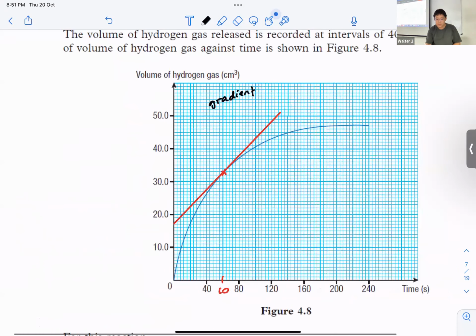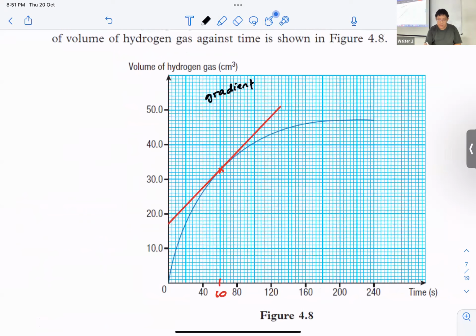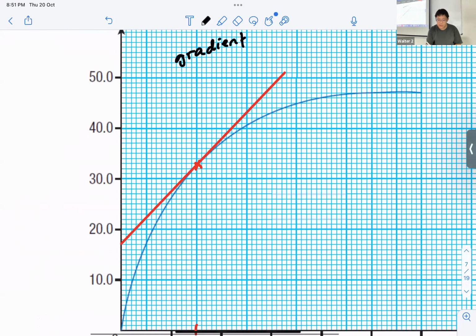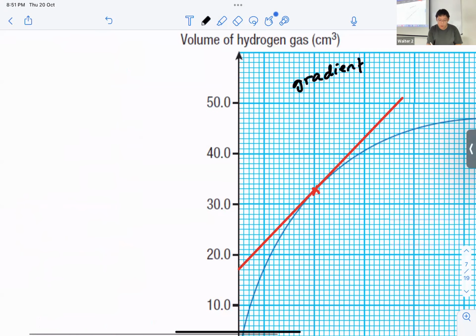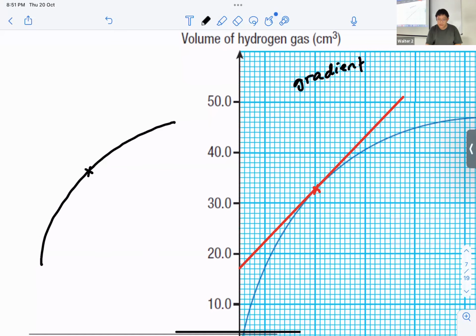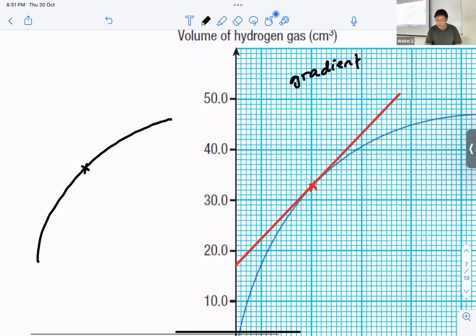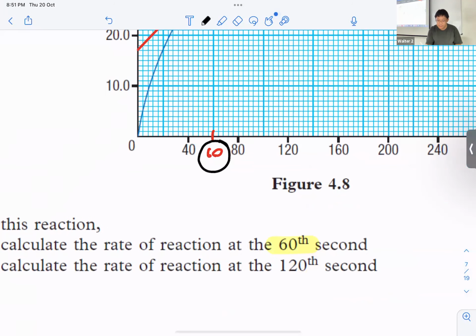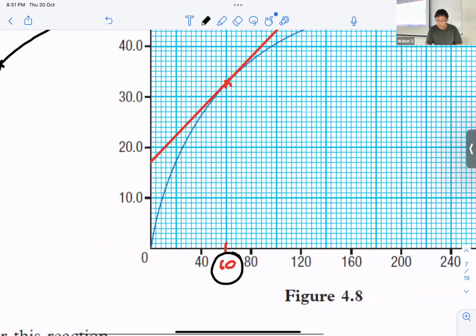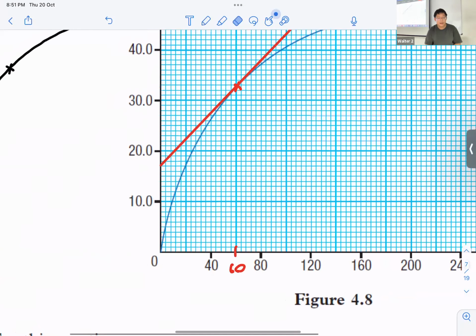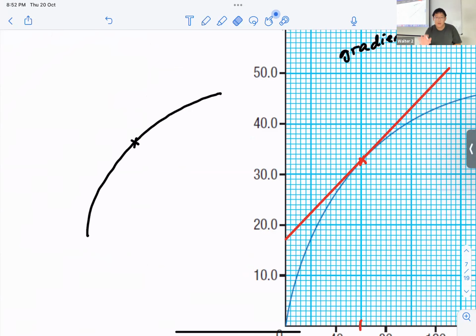Okay, you see this X over here? Now I'll show you. Imagine this is your curve. If the point that they ask you is here, this is the 60th second. So if you found a point on the graph already, your ruler is supposed to go flat on this part over here. Your line is supposed to go flat like this.